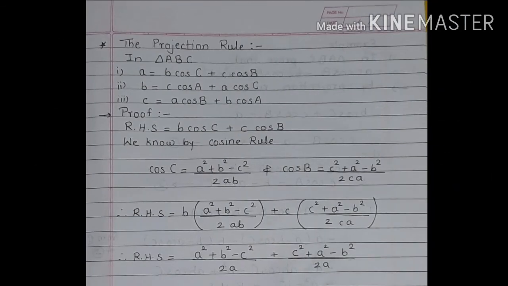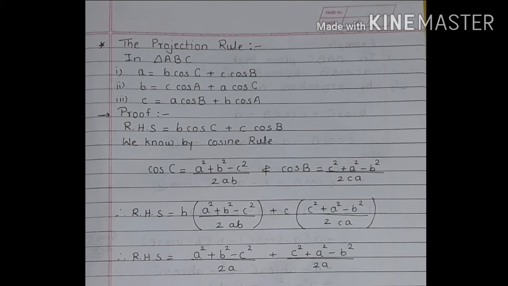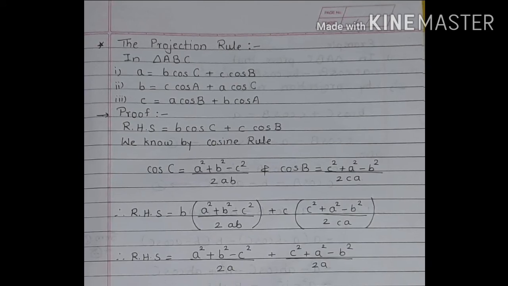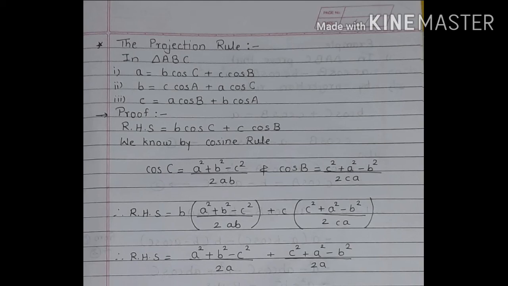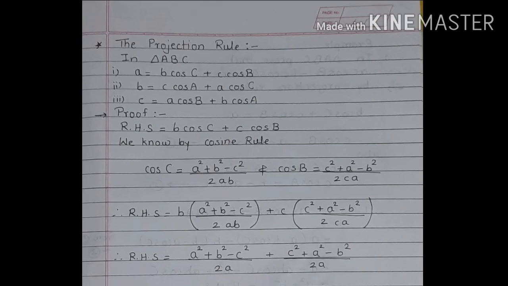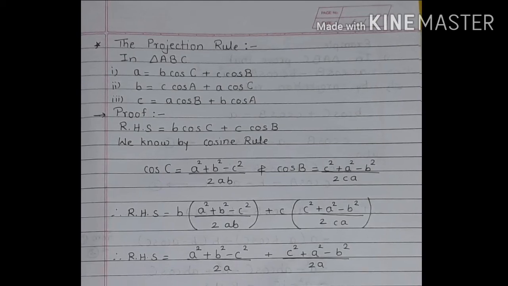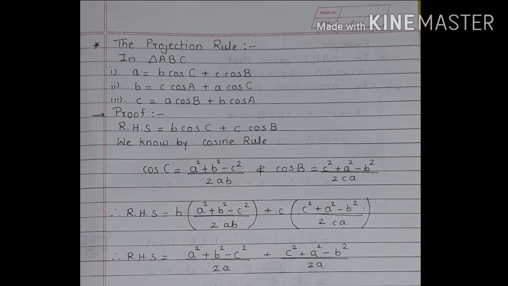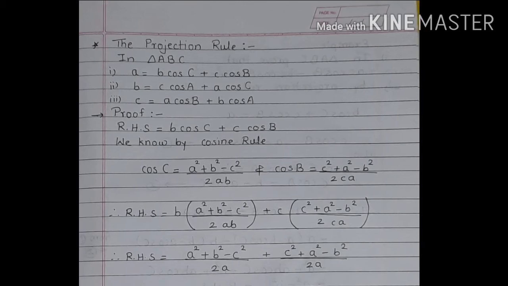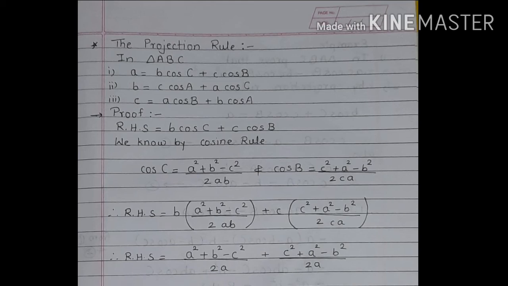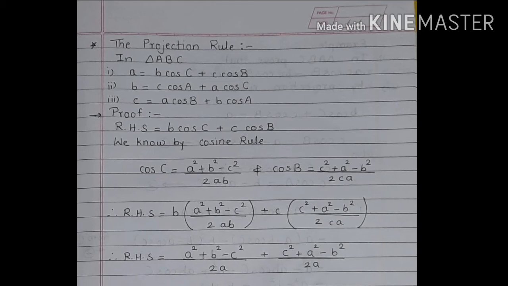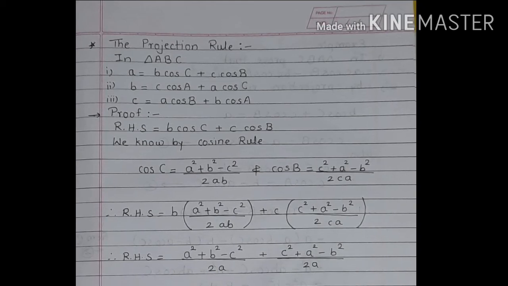Now the projection rule. In triangle ABC, small a is equal to small b cos C plus small c cos B. Small b is equal to small c cos A plus small a cos C, and small c is equal to small a cos B plus small b cos A. To prove this, we are going to use the cosine rule.